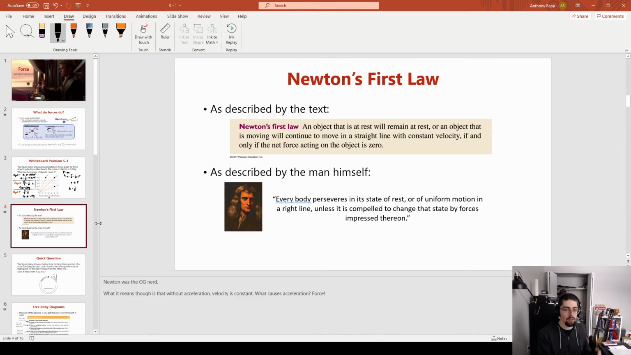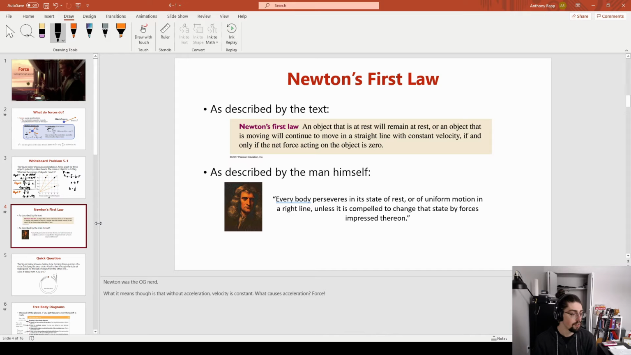Right? There's a bit of manual labor involved with flipping the table after a particularly upsetting game. The table will not flip itself. And that's, in a sense, described by Newton's first law. If you want the actual quote from him, it is: every body perseveres in its state of rest or of uniform motion in a right line unless it is compelled to change that state by forces impressed thereon.